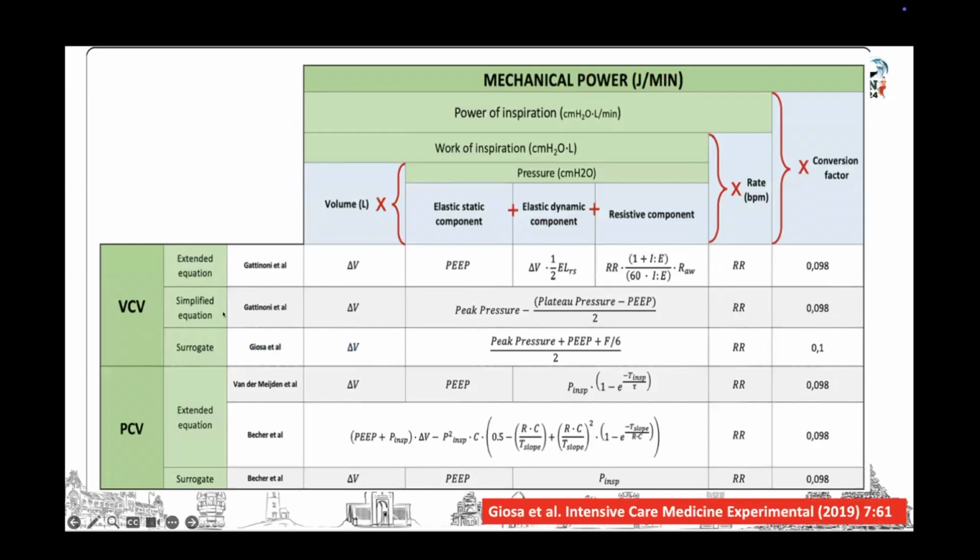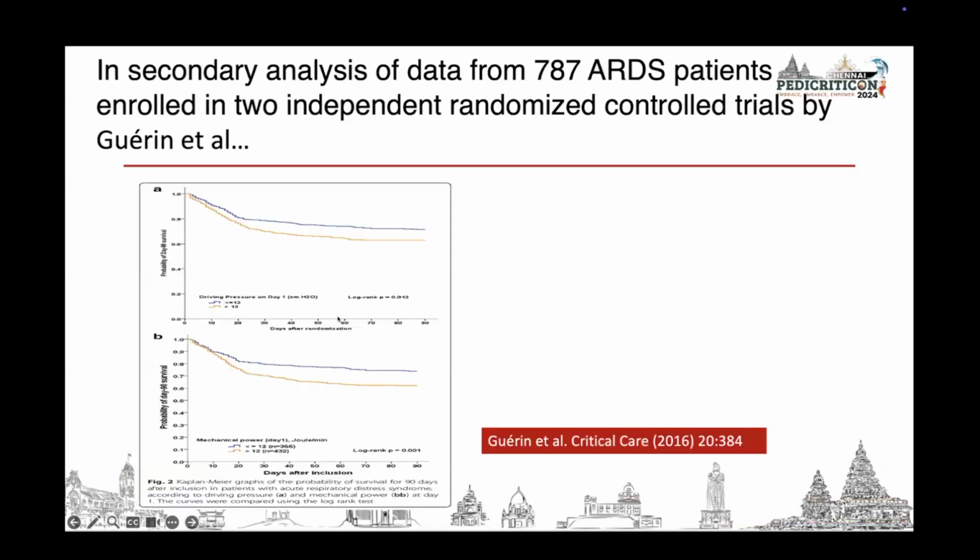Later on, a lot of different modifications of equations came in volume control mode as well as in pressure control mode: the extended equation, simplified equation, and surrogate equations. So basically, the classical equations required standing at the bedside, applying an inspiratory hold and measuring pleural pressure, while the surrogate equations, like the Giosa equation in volume control mode and Becker's equation in pressure control mode, do not require standing at the bedside and applying an inspiratory hold. So these are various equations.